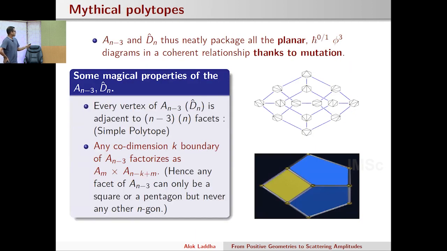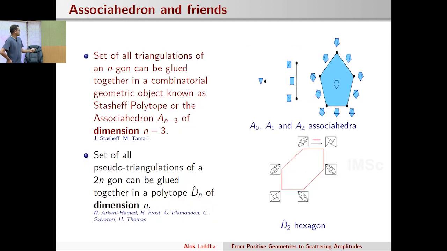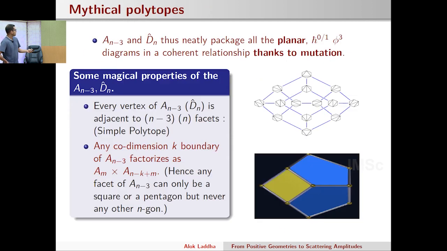And if you keep in mind the fact that every triangulation is dual to a cubic Feynman graph, this is already, I would say, a remarkable fact that these combinatorial objects package all the tree level and one loop graphs of phi cube theory in a coherent relationship. So you have a million diagrams in phi cube theory, and they're all packaged together in a single geometric object. Here I've shown a three-dimensional associahedron in this picture, and you can see that all the triangulations are glued together in a nice way.